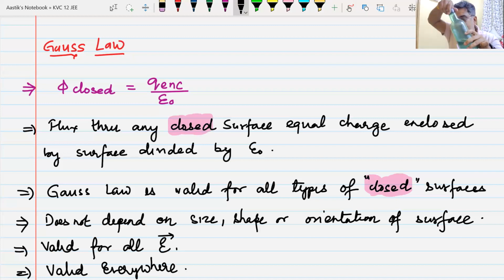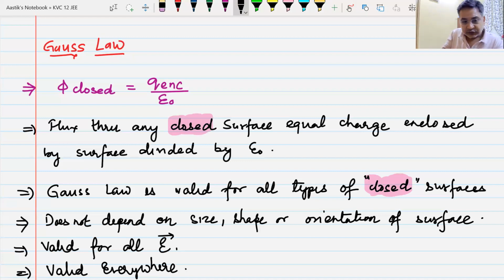But it is only valid when the surface is closed. If I open it, now it is not valid. Now I cannot find it. But as soon as I close this surface, Gauss law is probably one of the most powerful laws of this universe. Beautiful. Absolutely beautiful. Yes or no?